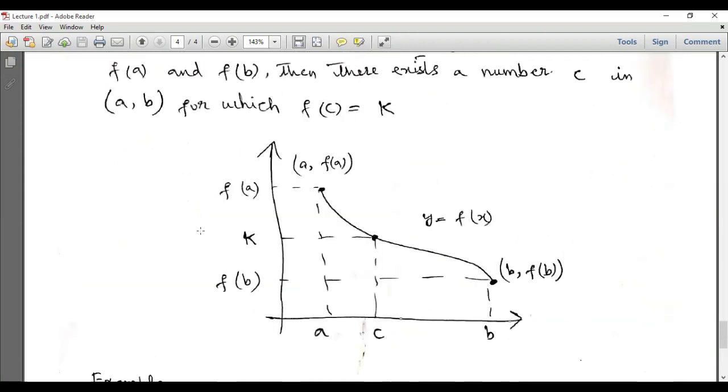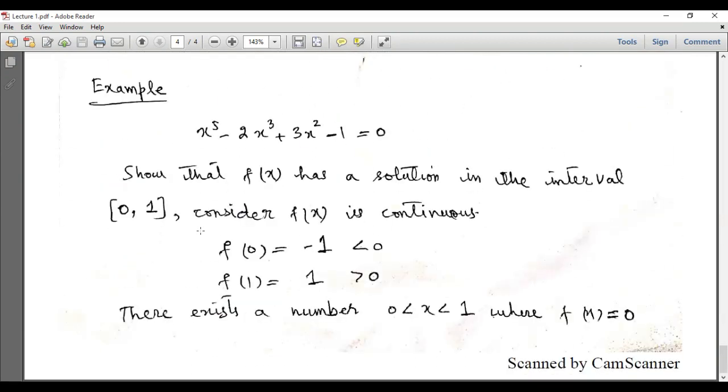So from the intermediate value theorem, we can conclude that this function has a solution within this range 0 and 1, because upon putting the value of 0 in this function, I get -1. When I put a value 1 in this function, I get +1. So it means between 0 and 1, there is definitely one point at which the value of the function is equal to 0. So that is all about today's lecture.